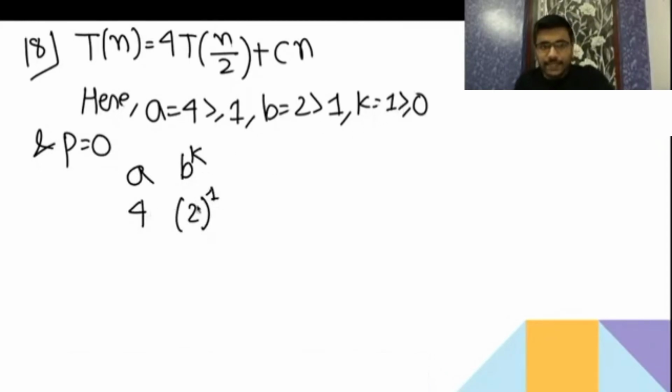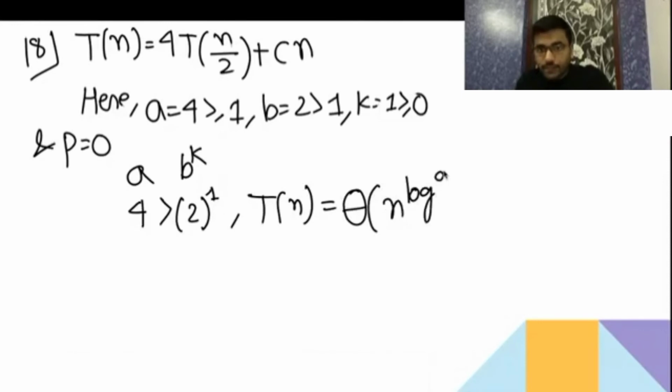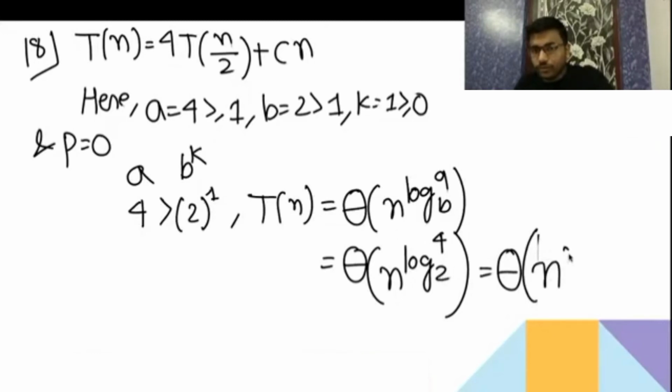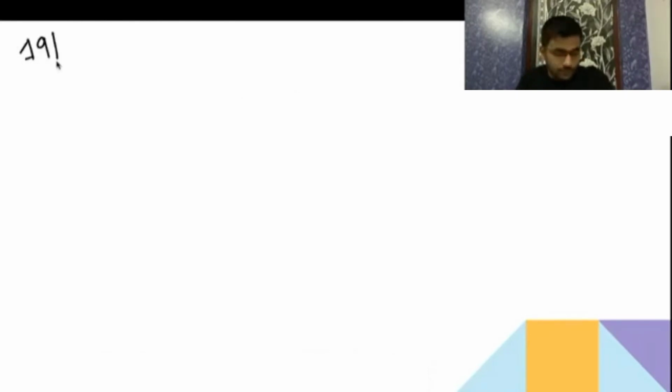So again here a is greater than b to the power k, then Tn is going to be theta n to the power log a base b. So log a is 4, b is 2. What can you put in the power of 2 so that you can get 4? It is 2. That is the value of the log. Log 4 base 2 is 2. It's n square. Done.